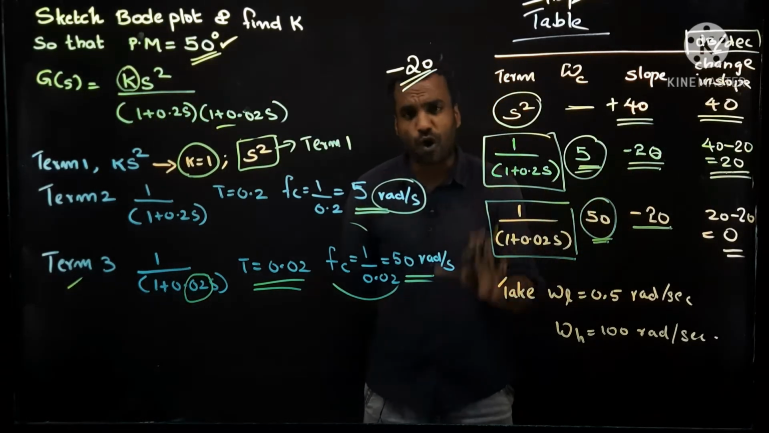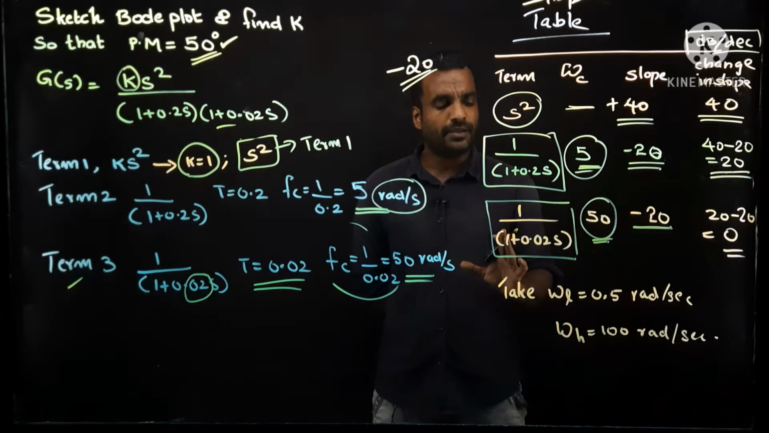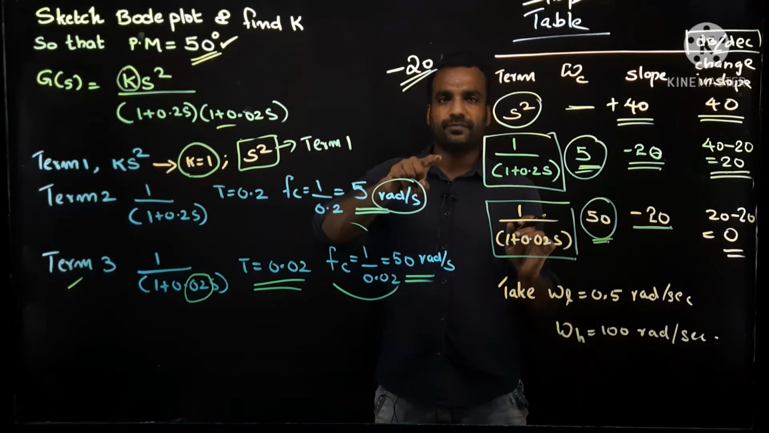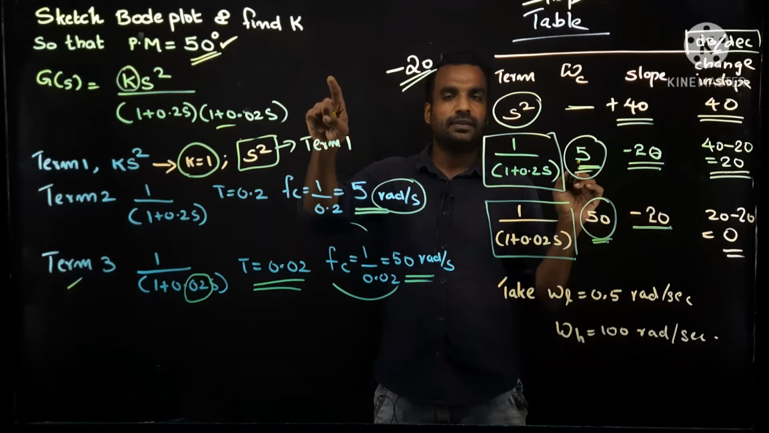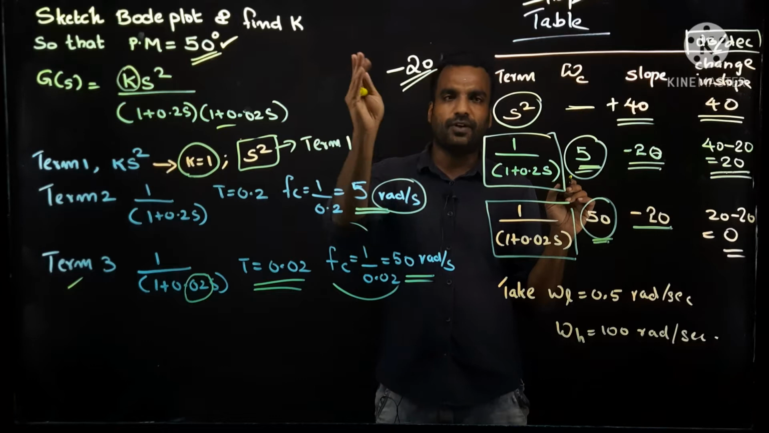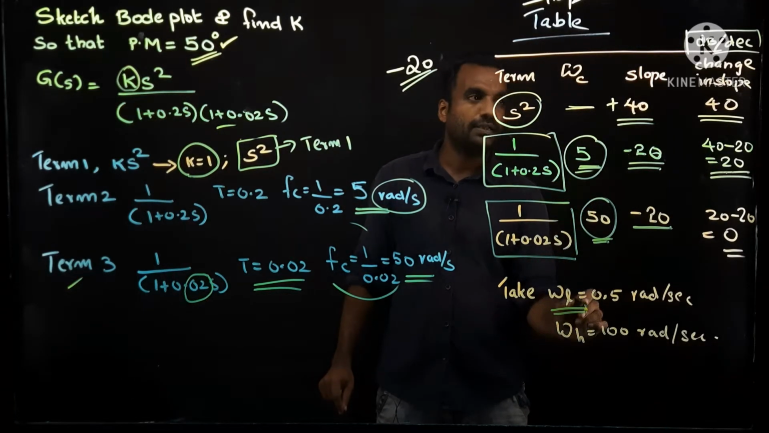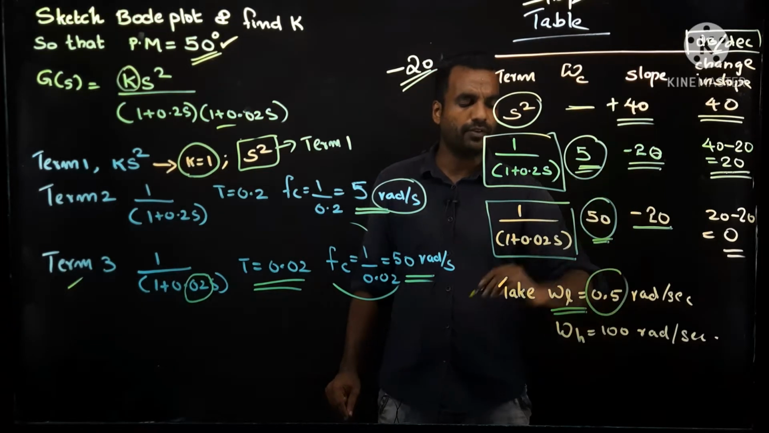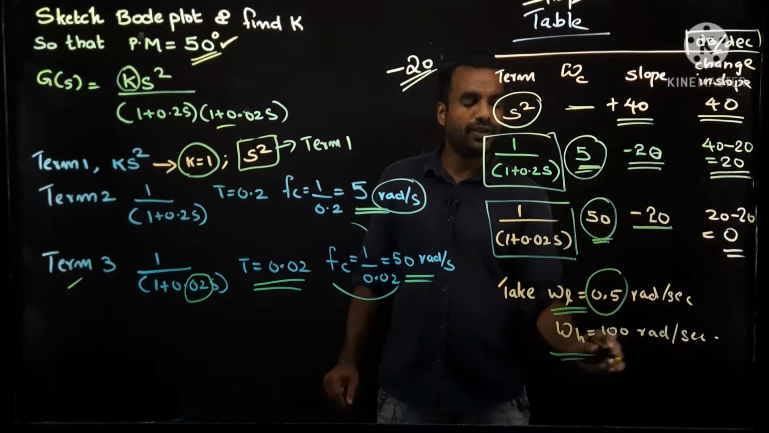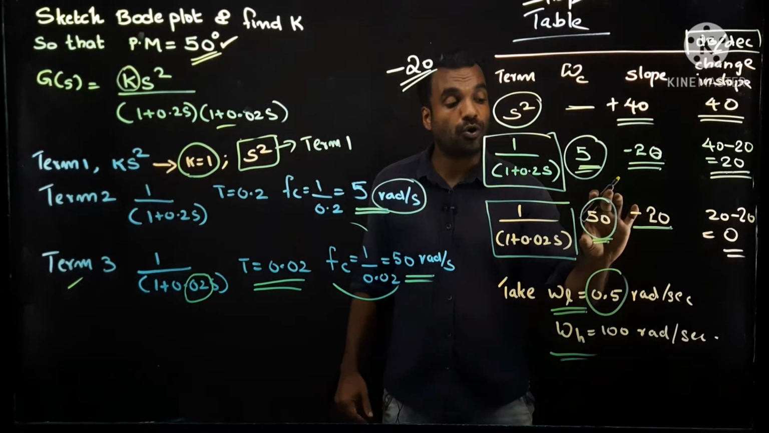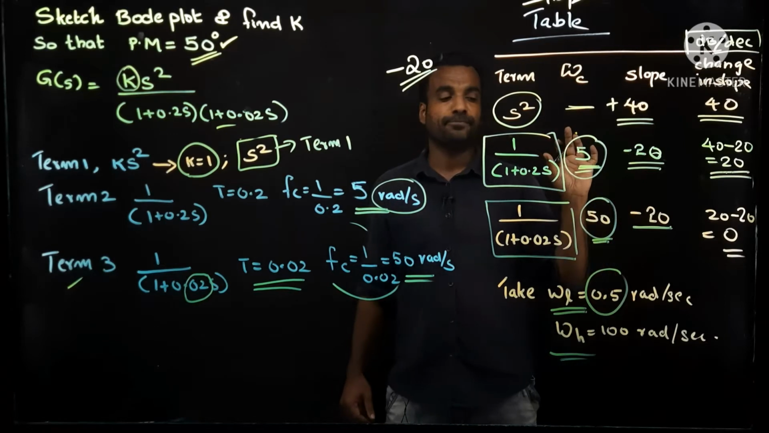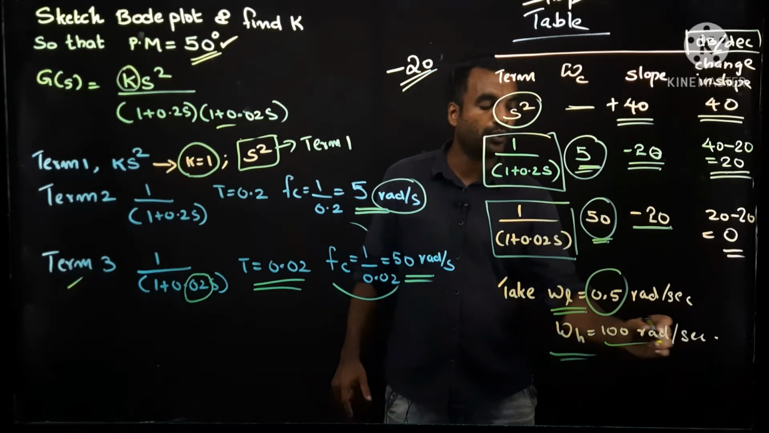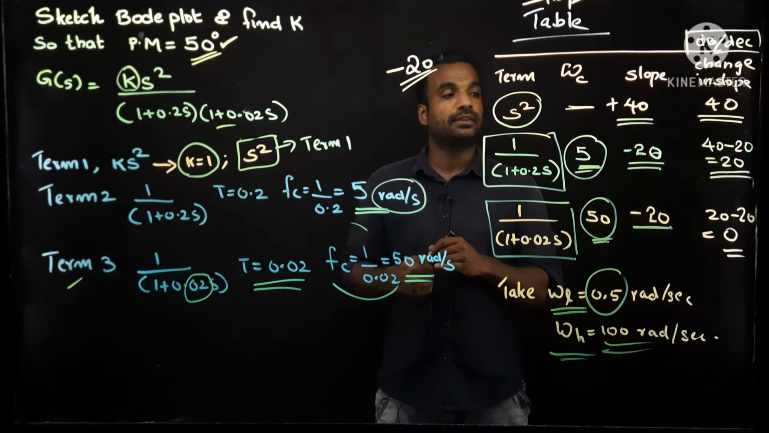So this is the slope table or change in slope table. Now take omega L and omega H, because up to the first corner frequency we are having an initial slope. That should be connected from one point. For that we have to take omega lower. That omega lower should be less than the lower corner frequency, so less than 5, I took it as 0.5. And for the omega higher, we have to take a higher frequency. That should be more than the higher corner frequency 50. So I took 100 radian per second. So the slope part is over.